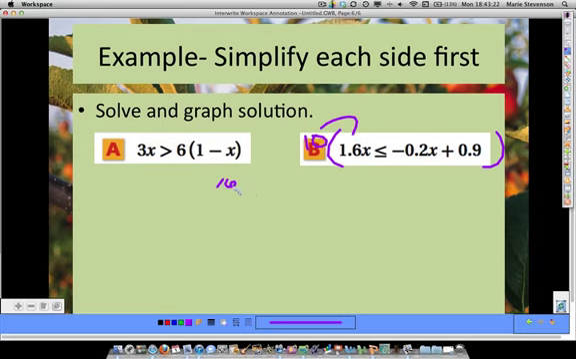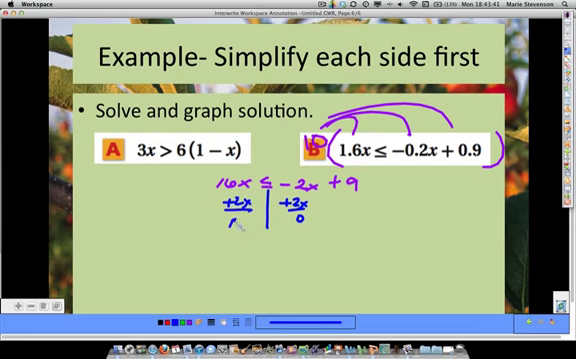So really our problem is 16x less than or equal to negative 2x plus 9. So let's see, we have the negative 2x and a positive 16. This one's smaller, so we're going to move that one. 16 plus 2 is 18. So we have 18x less than or equal to 9. Divide by 18 on both sides. Now I divided by a positive, so my inequality does not flip. 9 over 18 reduces to 1/2.